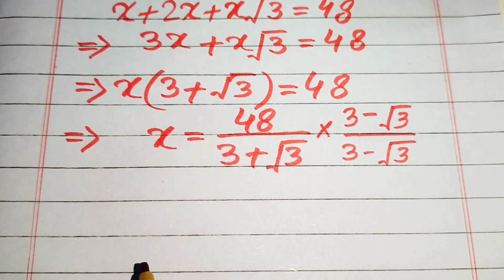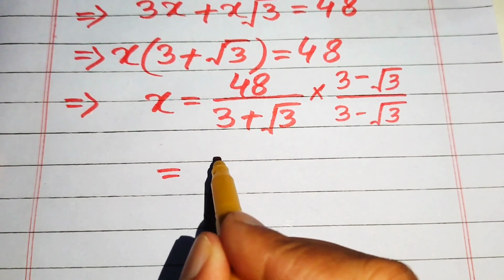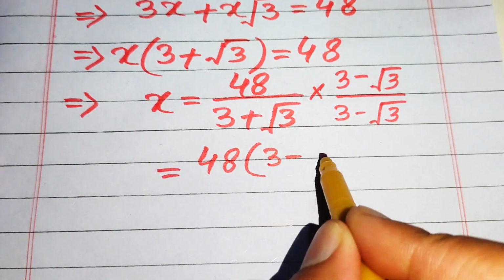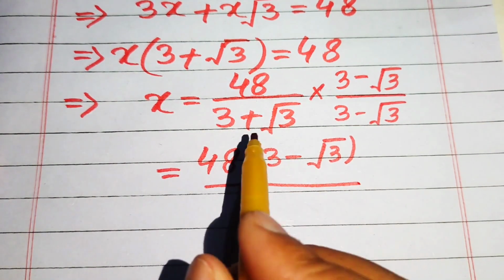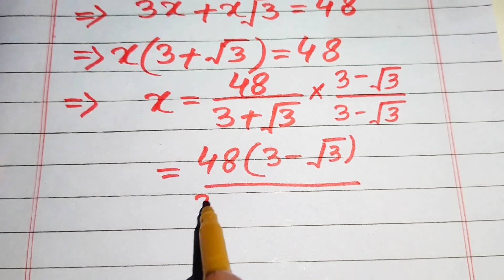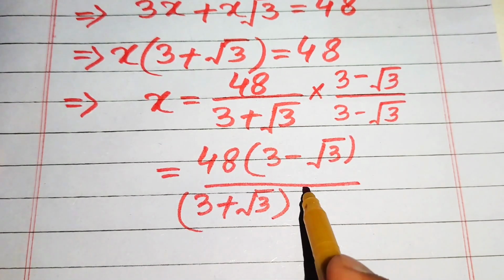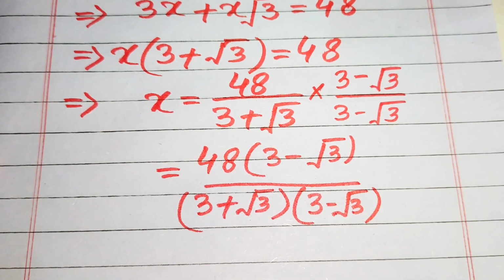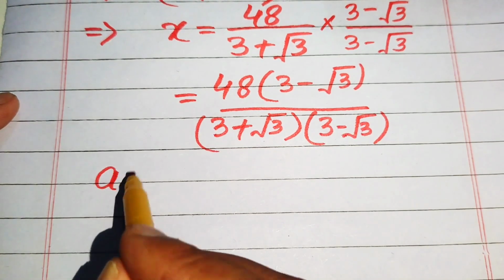So after that, we multiply the numerator by the numerator and the denominator by the denominator. So we get 48 into (3 minus square root of 3), divided by (3 plus square root of 3) into (3 minus square root of 3). Here we use the nice square identity, and we know about this identity.